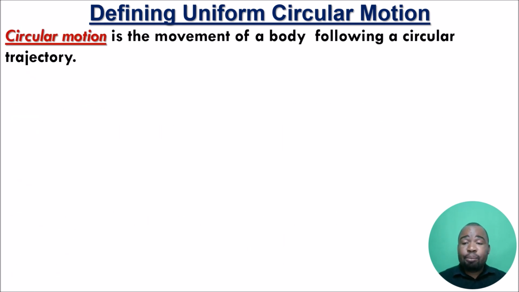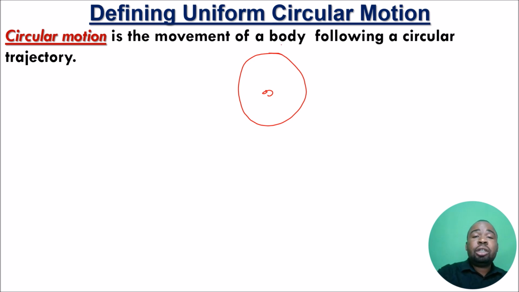Now let's start by defining uniform circular motion. What is circular motion in general? You understand that circular motion is simply the movement of an object following a circular path, a circular trajectory. So we have a circle, and we have an object which is revolving along the path with a circular shape.